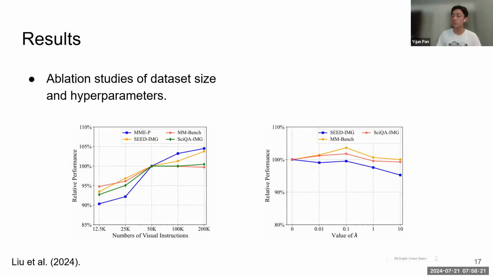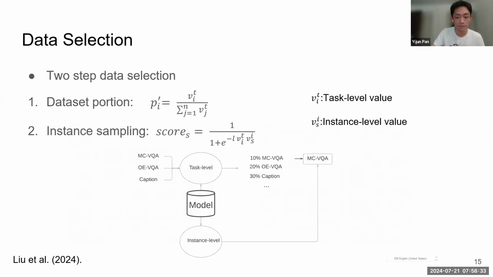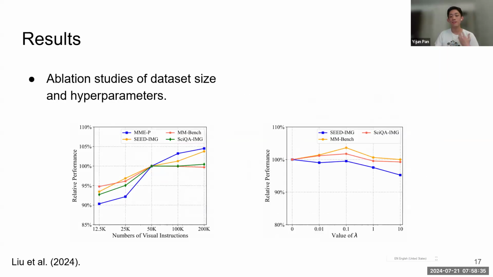And also, the authors provided the ablation studies of the temperature, which controls the sampling distributions here. And as we can see here, the entire pipeline is robust to the selection of temperature.